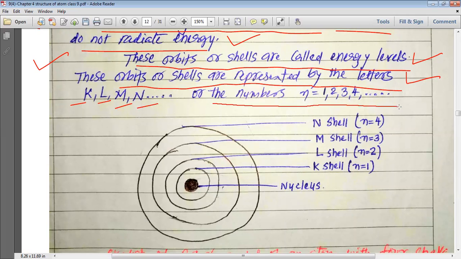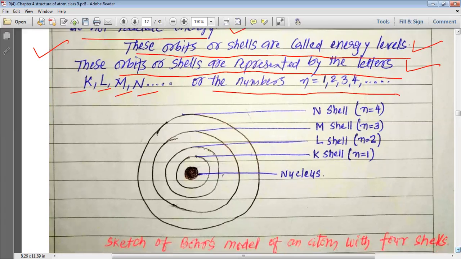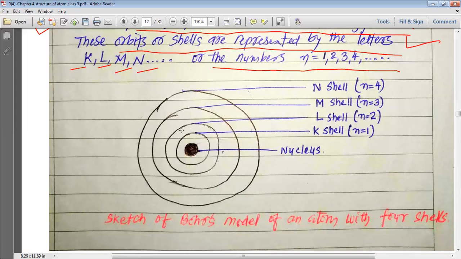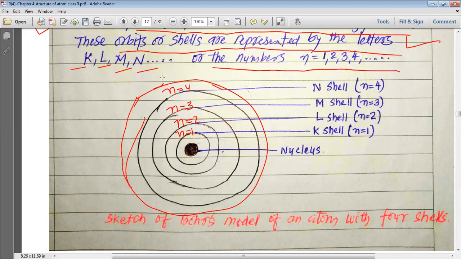They are also represented by the number n equal to 1, 2, 3, 4, and so on. Please understand, my dear students, that the one which is nearest to the nucleus is given n equals 1. Then the next one is called n equals 2. Then the next one is called n equals 3. Then the next to n equals 3 is called n equals 4. And in the same way, as we move away, we can have various others also, and we can give them numbers accordingly.